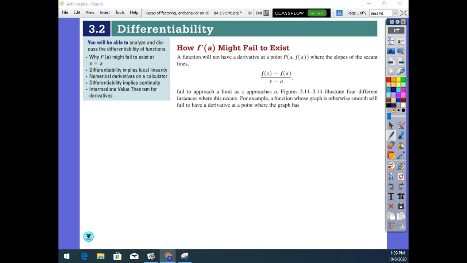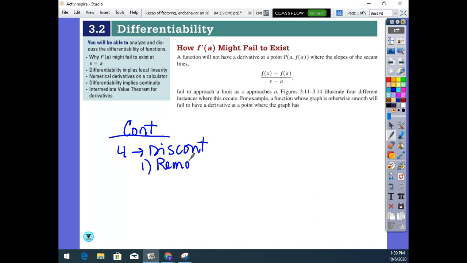Think back to when, and you don't have to write this, but with continuity, there were 4 types of discontinuity. Let's think of the 4 types of discontinuity. First, removable, jump, infinite, oscillating. These are the 4 types of discontinuity.